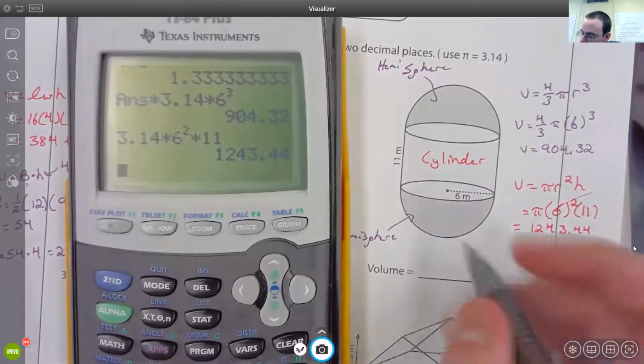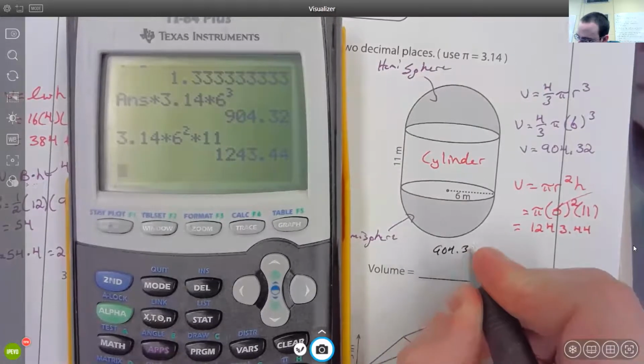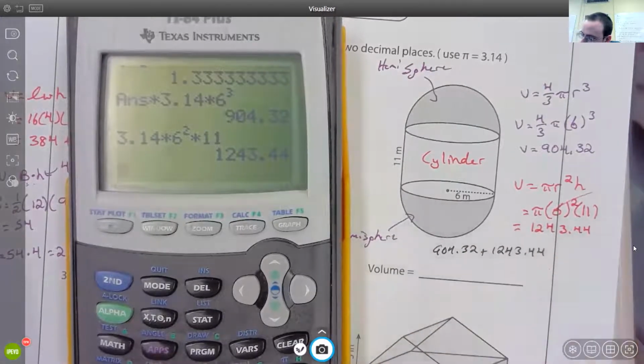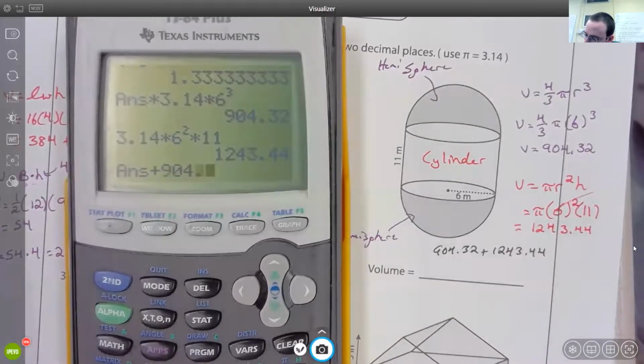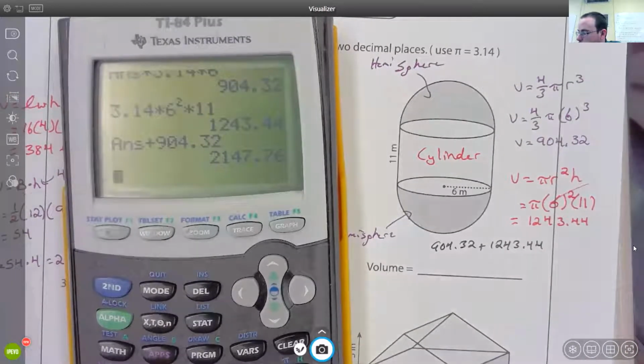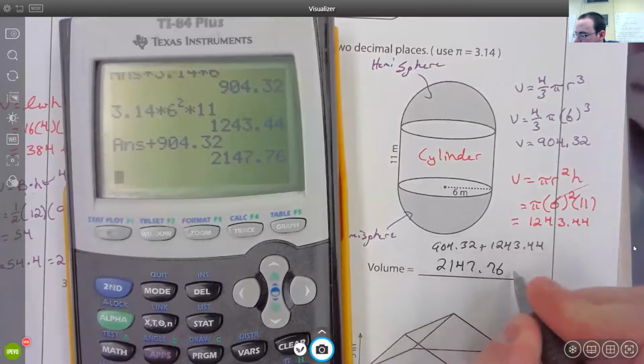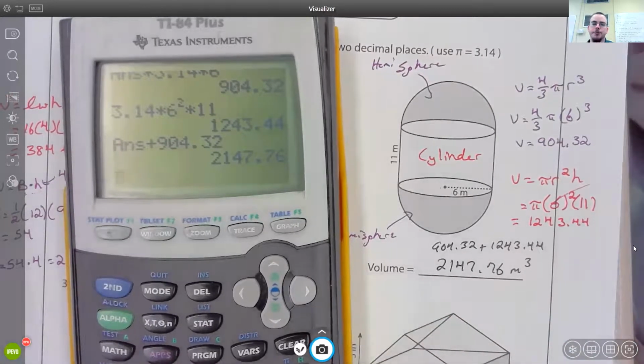Now we have the cylinder and both of the hemispheres, so we add those together. We take 904.32 plus 1,243.44, and we get 2,147.76 meters cubed.